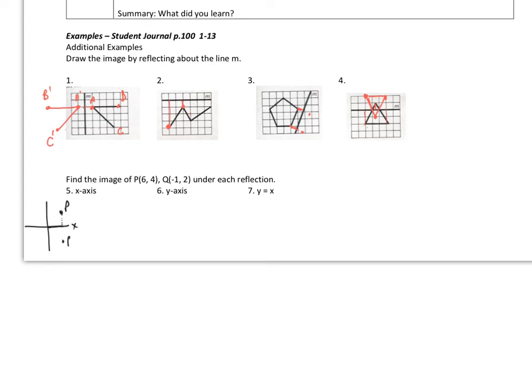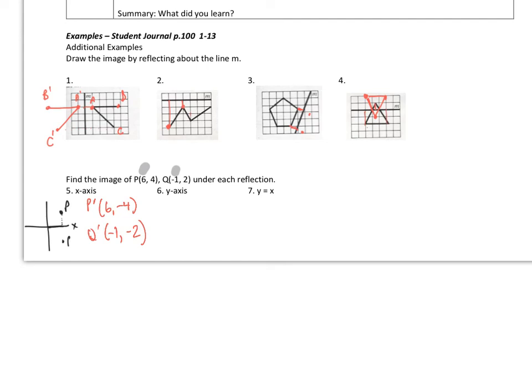So over here, point P and Q, we would end up with P prime. We said the x was going to stay the same, but the y is going to change. For Q prime, the x is going to stay the same, -1, but the y will change to be -2. We take the opposite of it.